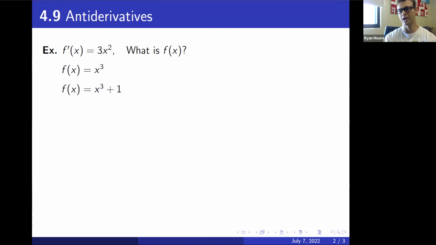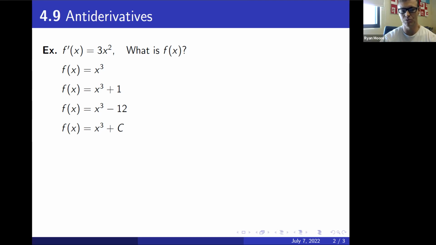And we realize, oh, wow, we know it's an x to the third, but then any number could be added or subtracted off the end. What about x to the third minus 12? Any of these would give that same derivative. So because we don't know what constant was being added or subtracted off the end, we're going to say f of x is equal to x to the third plus c.